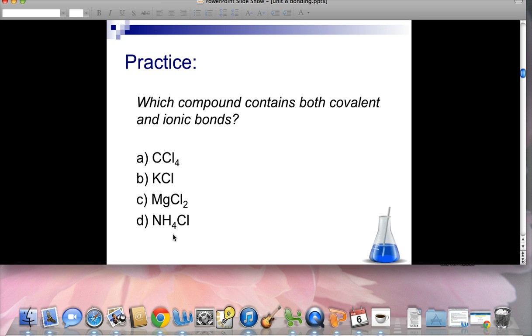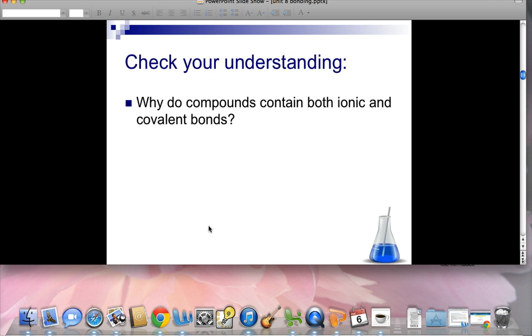Here we have ammonium, which is a positive polyatomic ion bonded to a chlorine. Now, even though it does not have a metal associated with it, since the ammonium is a cation polyatomic ion, this contains both a covalent compound within the NH4 and then an ionic compound between the NH4 and the Cl. So the answer would be D.